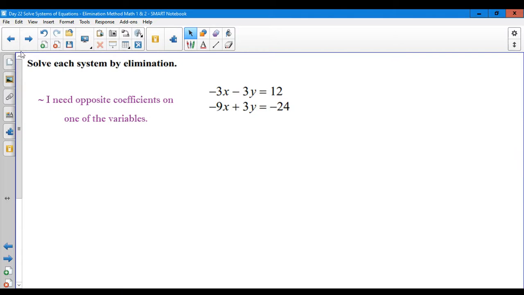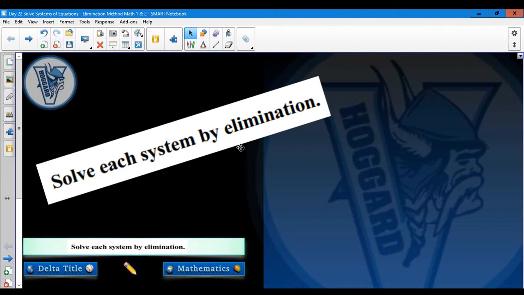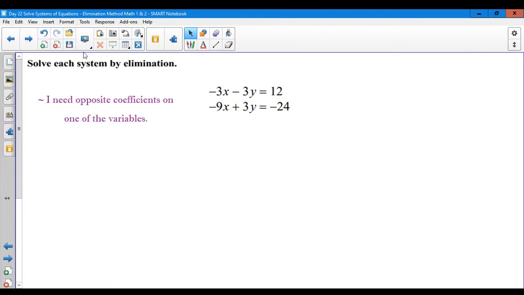All right, we are going to solve a system of equations by elimination. Okay, we're going to use the elimination method, and it is crucial to know that you need opposite coefficients on one of the variables. In this particular problem, when I look at the x variable, I have two negatives and two different coefficients. I have -3 and -9. When I look at the y variables, I have a -3 and a +3. That is exactly what I mean by opposite coefficients. A positive and a negative, same number on that. So I can add these equations together and watch what happens.